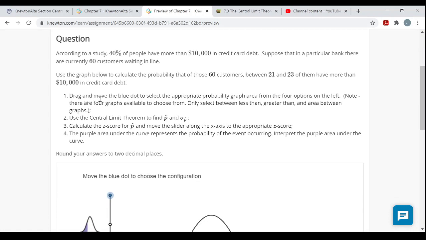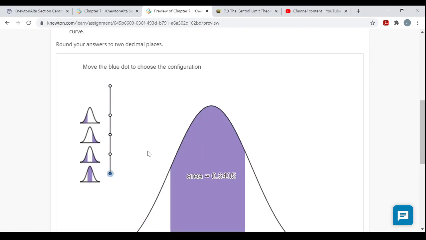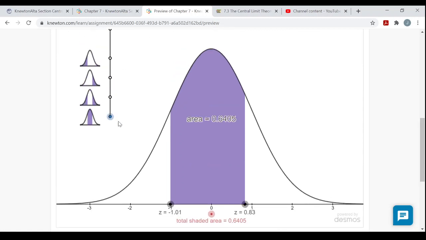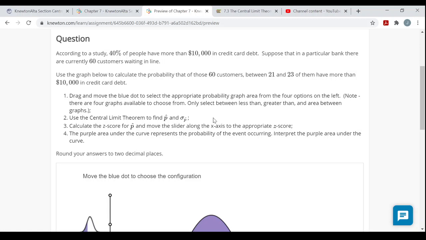All right, so first we drag and move the blue dot to select. Now this is a between thing, between 21 and 23, so this will be one of those interval probabilities, not a left tail or a right tail, but between two values. And so that'll be that last graph down here. Okay, and then use the central limit theorem to find p hat and then the standard deviation of p hat. Now p hat, I think they meant the mean of p hat.